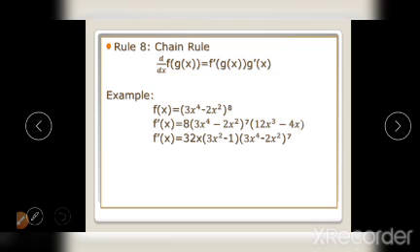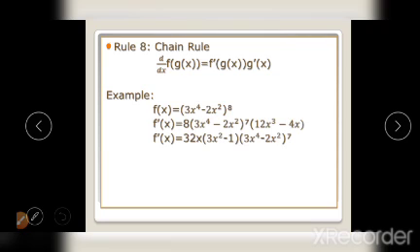So for example, we have f of x is equal to the quantity of 3x to the power of 4 minus 2x squared, quantity to the power of 8. So f prime of x is equal to, using the power rule, we have 8 times the quantity of 3x raised to the power of 4 minus 2x squared, quantity raised to the power of 8 minus 1, times the quantity of 12x cubed minus 4x.